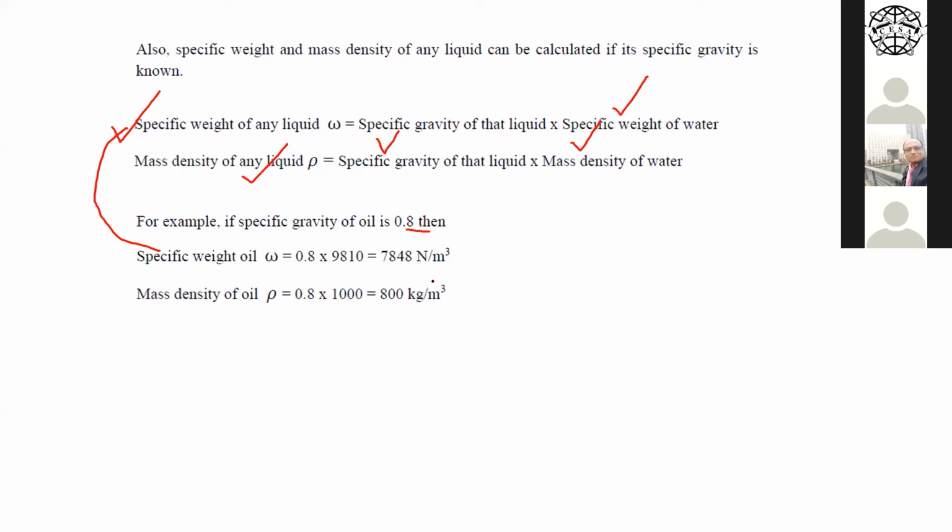Because the standard fluid is water, specific gravity is the specific weight of any liquid divided by the specific weight of water. So specific weight of water divided by specific weight of water only, therefore it is one always. So specific gravity of water is one. Like this, you should be aware of these things.